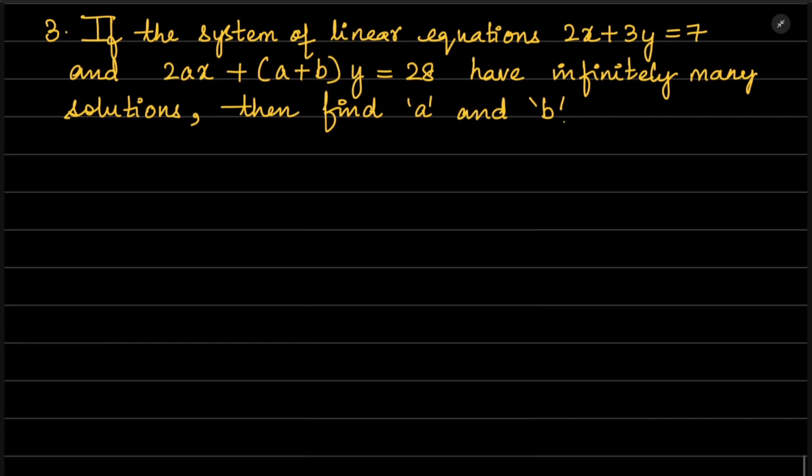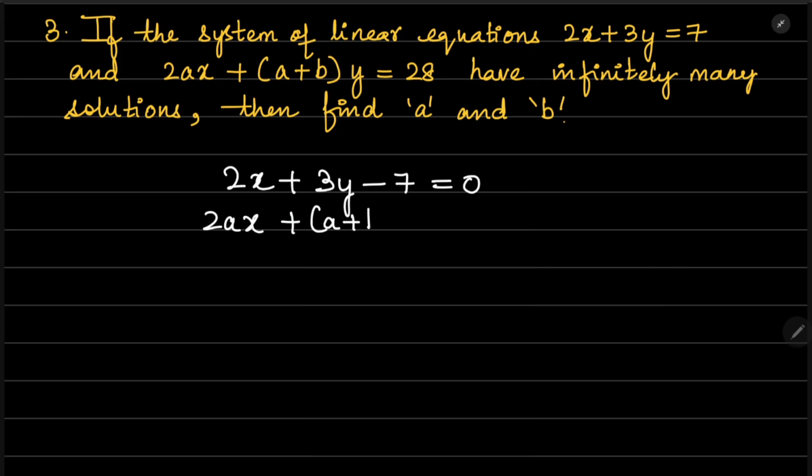Now, the last question for today. If the system of linear equations 2x plus 3y equal to 7 and 2ax plus (a plus b)y equal to 28 have infinitely many solutions, then you have to find a and b. Let us write both the equations. So 2x plus 3y equal to 7. I'll take 7 to the LHS. And then 2ax plus (a plus b) multiplied by y minus 28. Again, I'm going to take the c term to the LHS, equal to 0.